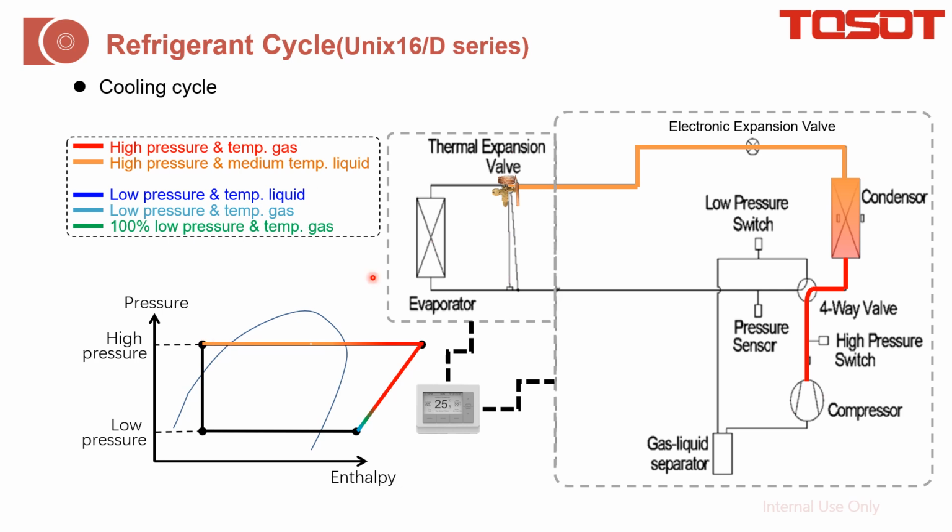And then after metering, the refrigerant will get into the evaporator to absorb heat, which is doing cooling, and become a gas. Then it flows back to the outdoor unit, then to the gas liquid separator, and after separation, then to the compressor.